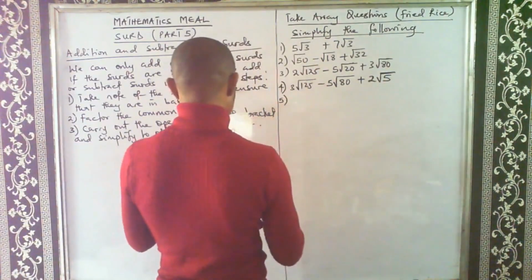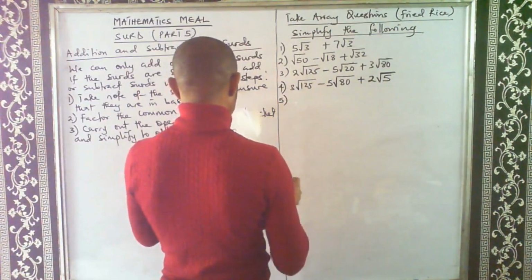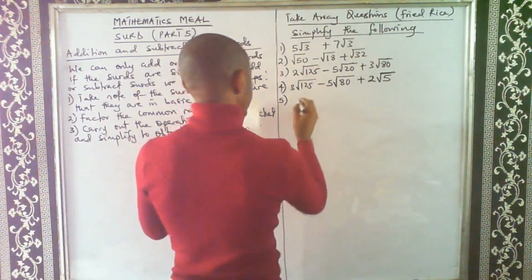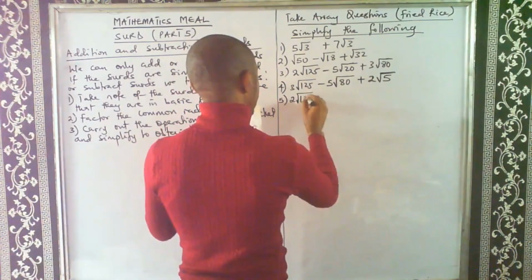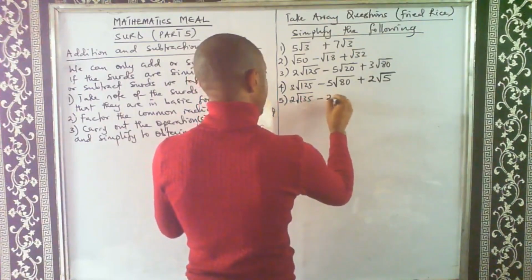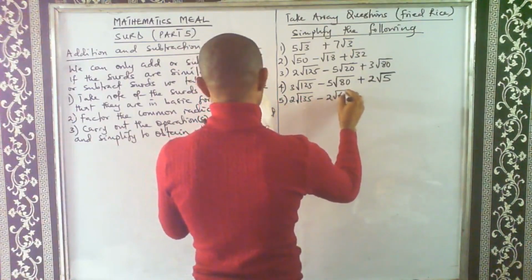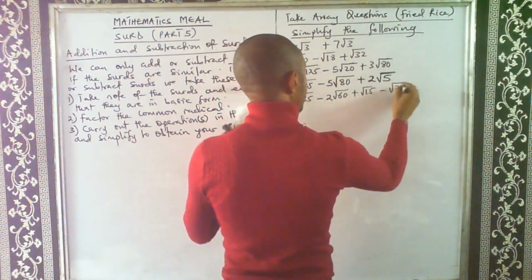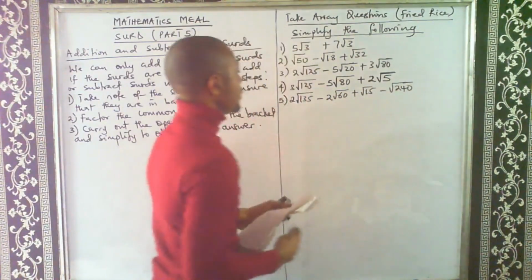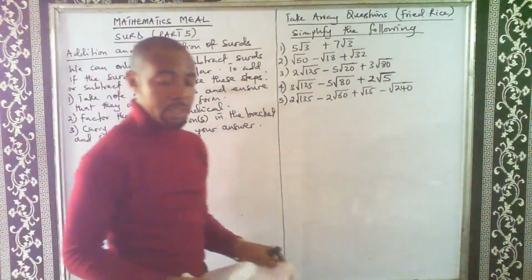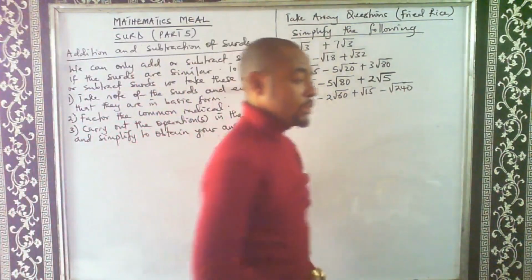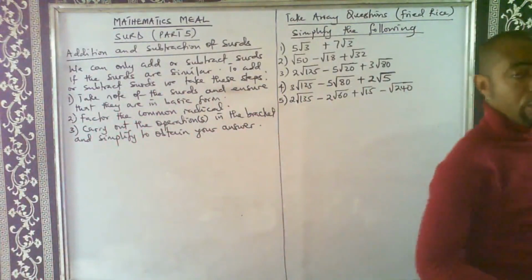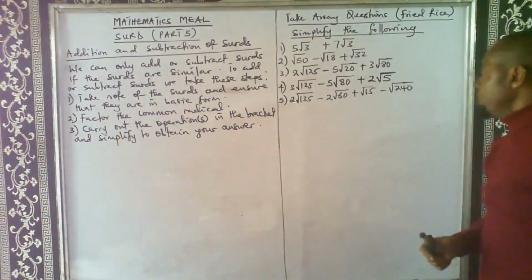The last one now. Let's have 2 root 135 minus 2 root 60 plus root 15 minus square root of 240. So we have 5 questions. Yeah, I think these 5 questions are okay. Okay, it will be okay for you.